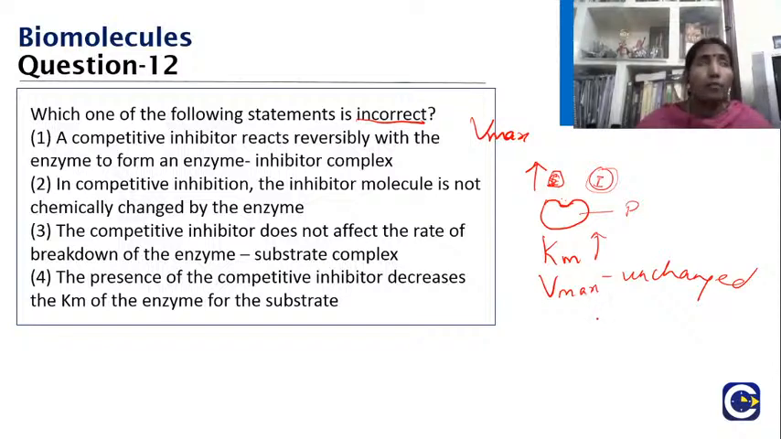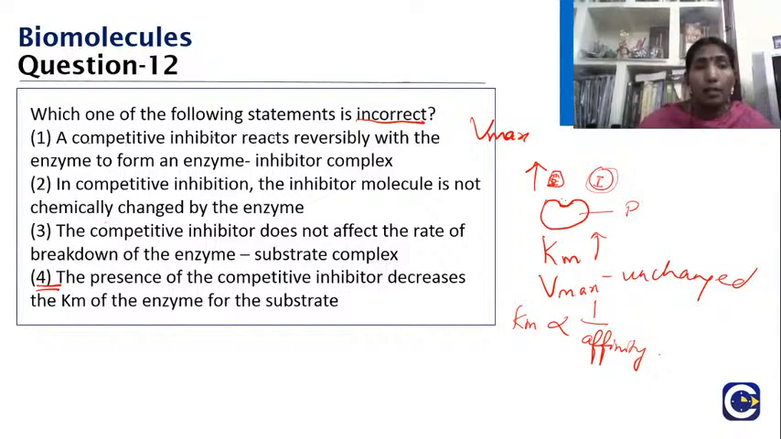So the affinity of the enzyme for the substrate actually decreases as the Km increases, because Km is inversely related to affinity. So what are you supposed to know in this answer? It is the fourth. So what has happened?